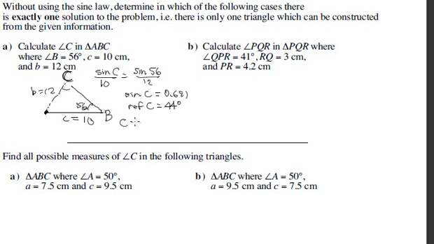That means either C is 44 or C is 180 minus 44, which would be 136 degrees. What do you think? Are those both valid? Or is only one of them valid? Or are they both junk?